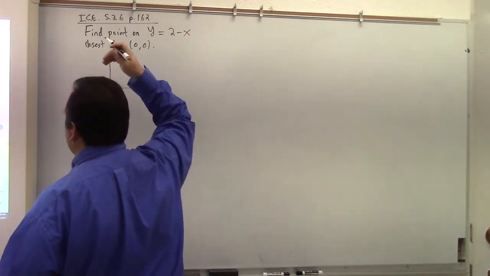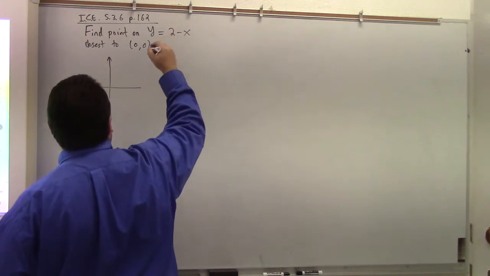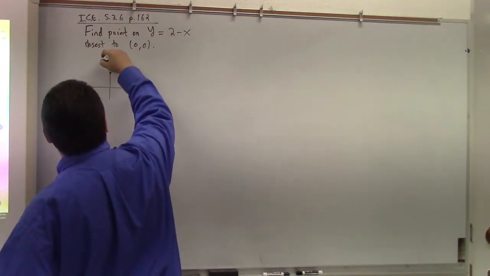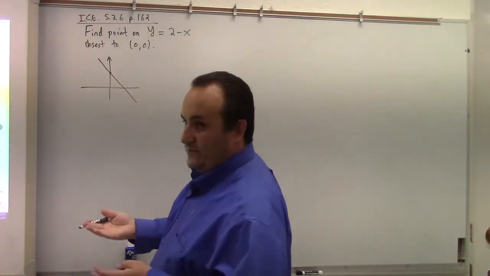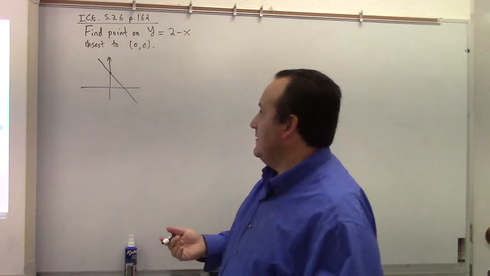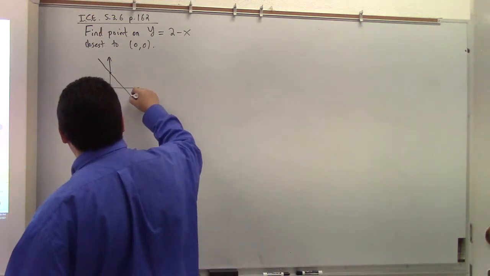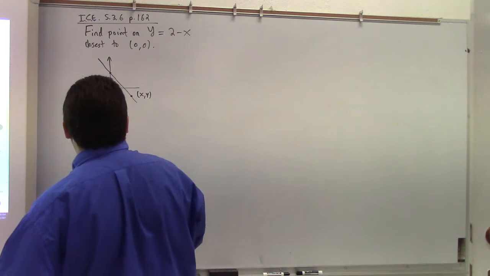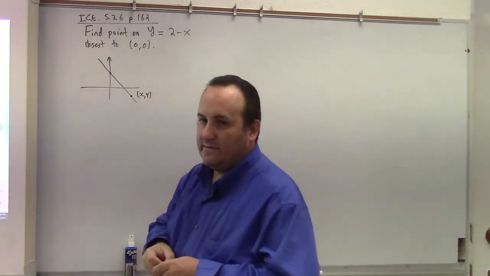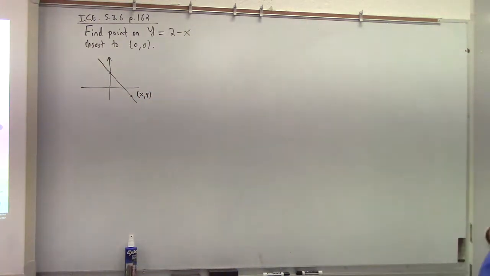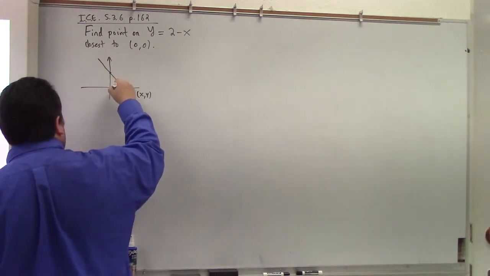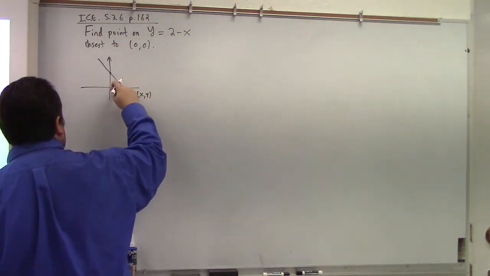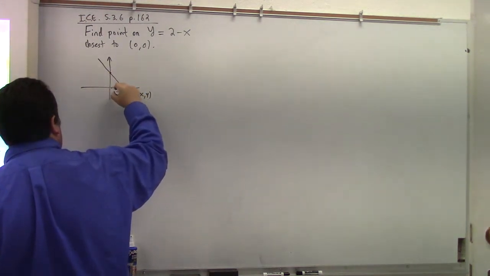So y equals 2 minus x. Well, that is a line with y-intercept 2 and slope minus 1. So that's what we're dealing with. We're looking at that line, right? And then the question is, if you pick a point on the line, like (x, y), you're trying to minimize the distance to the origin. So I'll make a picture. That's this distance right here, right?